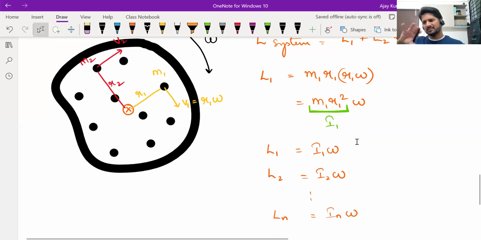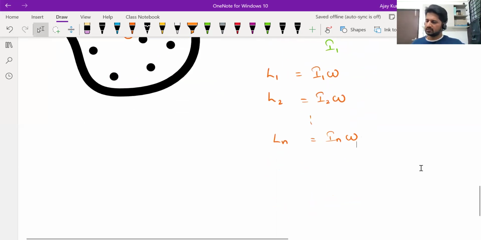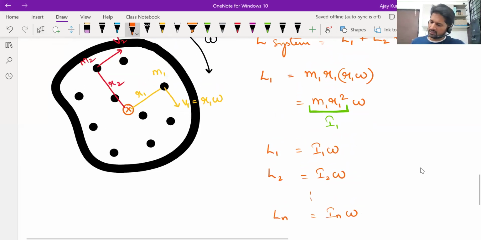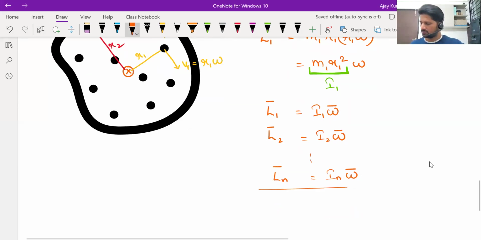Now, the entire system rotates in the same sense. You can't have some part of the system rotating clockwise and some rotating anti-clockwise. In a rigid body, that is impossible. Okay. So all of them rotate in the same sense. Therefore, all their angular momenta will be in the same sense. And whatever is the sense of rotation, same is the sense of angular momentum. So whatever is the sense of omega, same is the sense of angular momentum L. Okay. So all these are in the same direction, so we can add them directly.